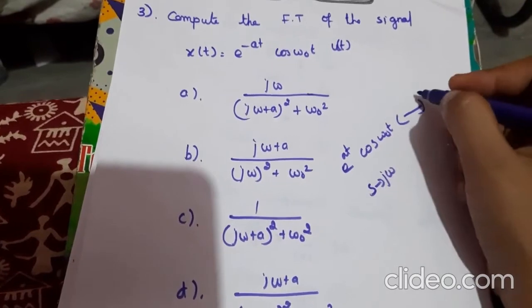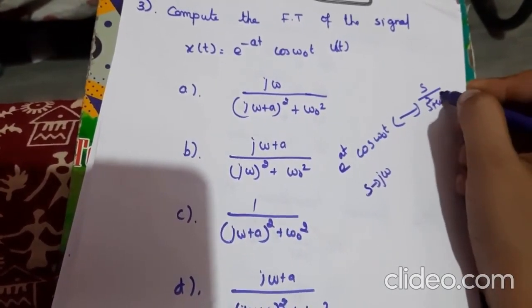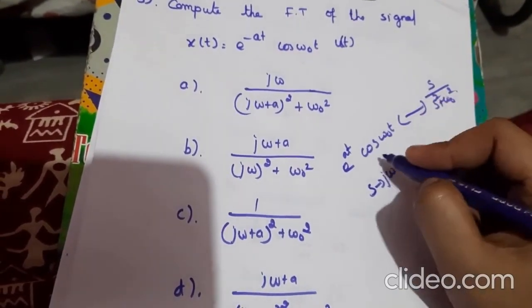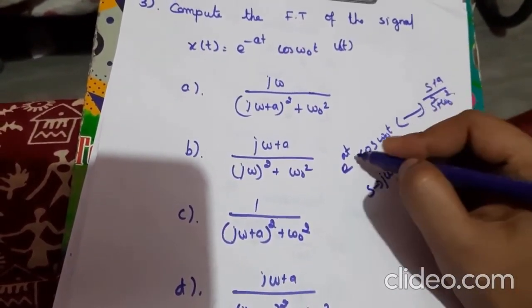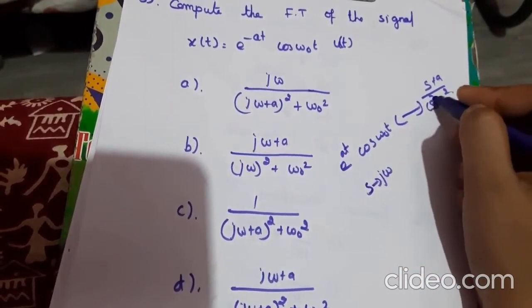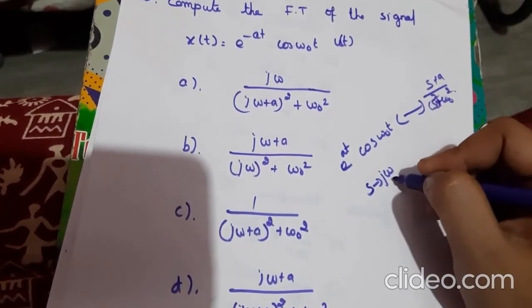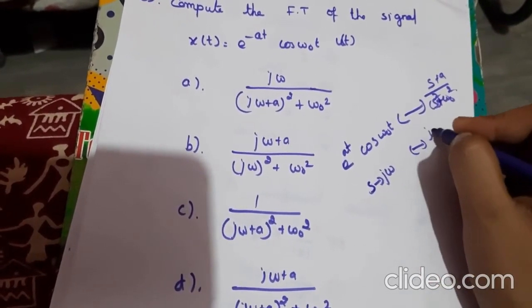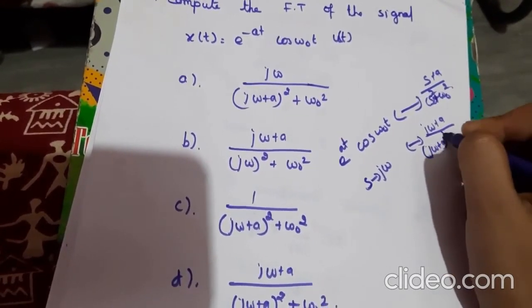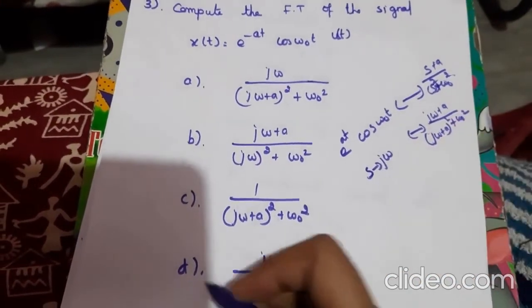So here we know in the Laplace transform this is s plus a divided by s plus a the whole square plus omega naught square. Here e power minus at means s plus a. So here we replace this s by j omega. So the answer is j omega plus a divided by j omega plus a the whole square plus omega naught square. So here the answer is D.